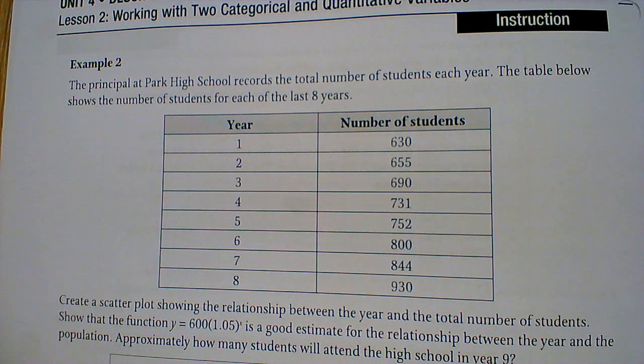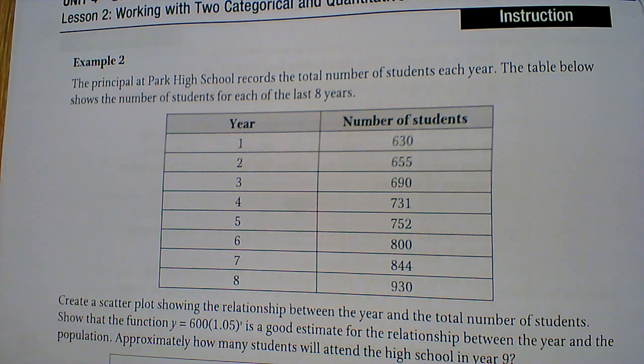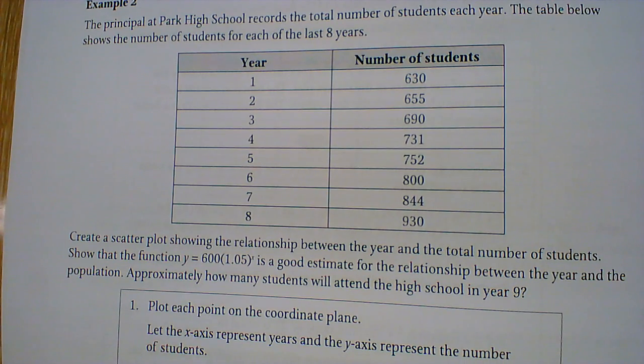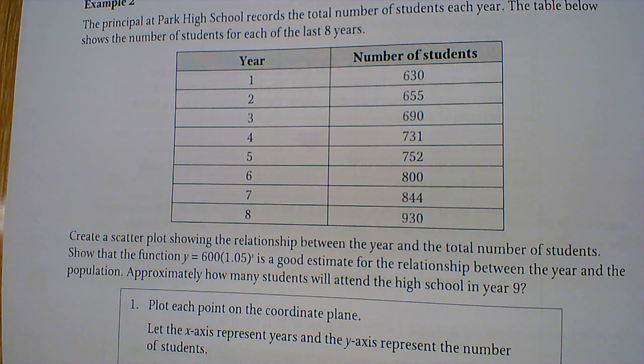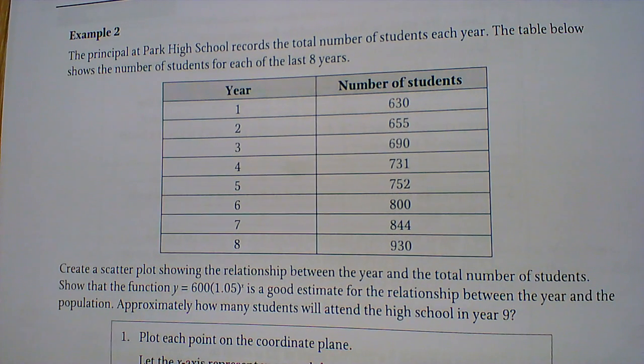All right, let's look at example 2. The principal at Park High School records the total number of students each year. The table below shows the number of students for each of the last 8 years. Create a scatter plot showing the relationship between the year and the total number of students. Show that the function y equals 600 times 1.05 raised to the x is a good estimate for the relationship between the year and the population. Approximately how many students will attend the high school in year 9?